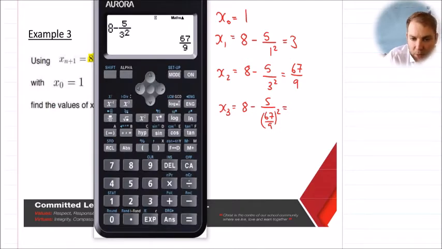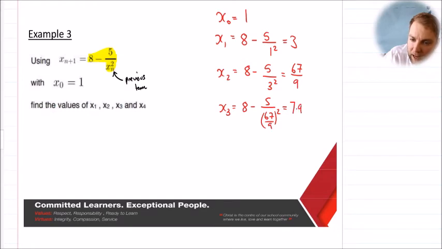So I can type it in if I wanted to. 8 minus 5 over 67, I need the fraction, so 67 over 9 all squared, like so. And that gives me this big long decimal, 7.9097779. Now the problem with this is you need to be really accurate, and subbing in all these values isn't being accurate enough really. There is another way to do this, using our calculator.